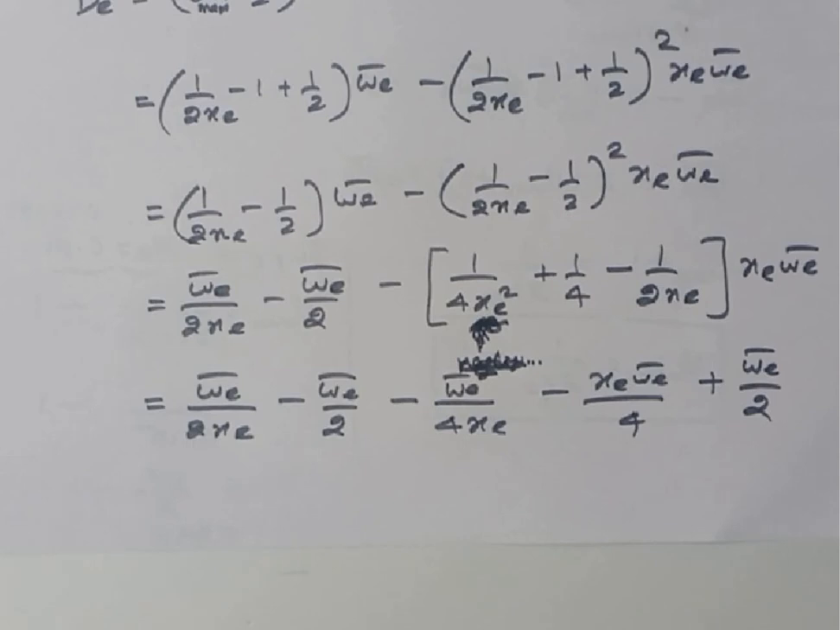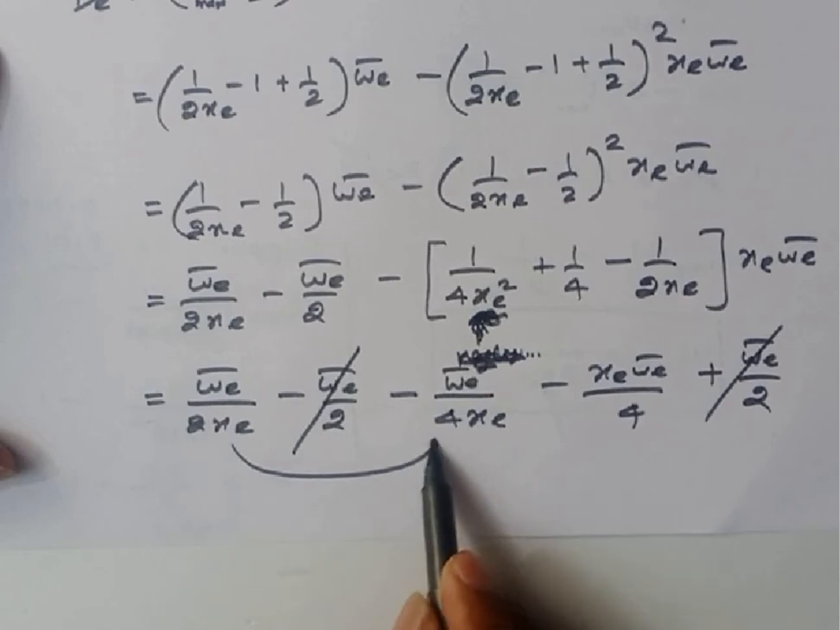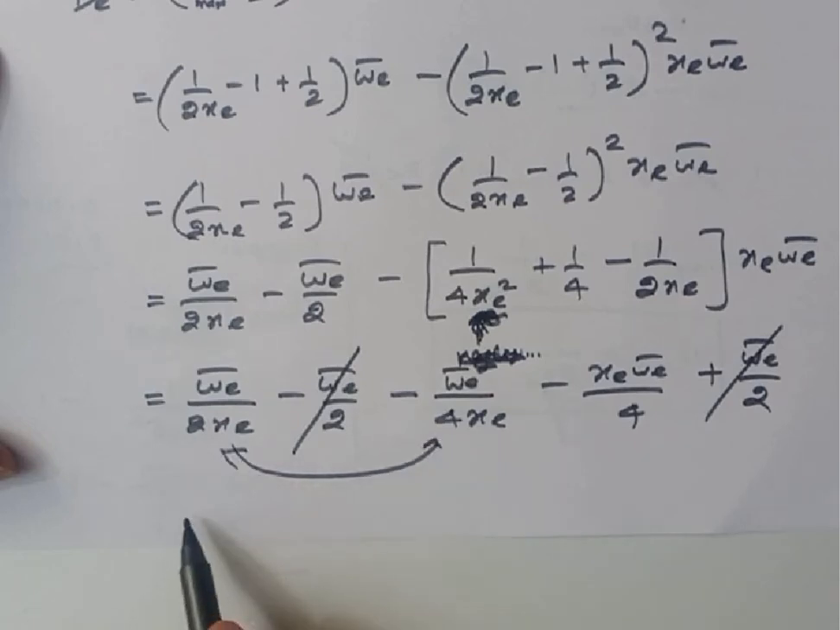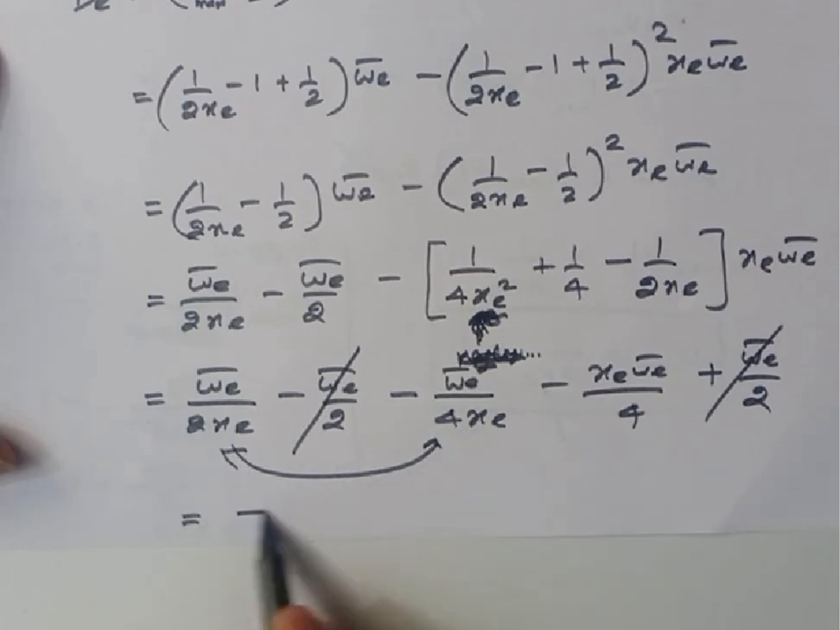I just expanded the formula. Now this and this cancel, right? Students, am I right? Yes, sir. Then see these two, I can simplify these two. How? Here we have 2xc, here we have 4xc. So 4xc is the LCM.